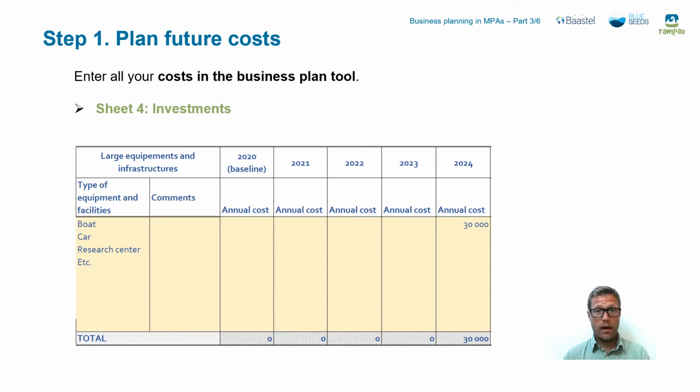Now that you've entered your recurrent costs, in sheet 4, shown here, you must enter your investment costs for large equipment and infrastructure. This is where you enter the costs of buying a new boat, for example, or a new car, or of building a research or a visitor center, for example.